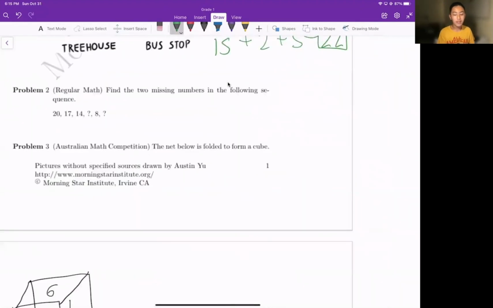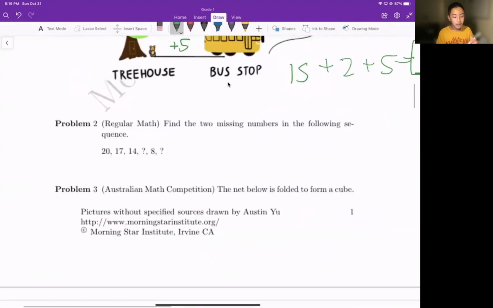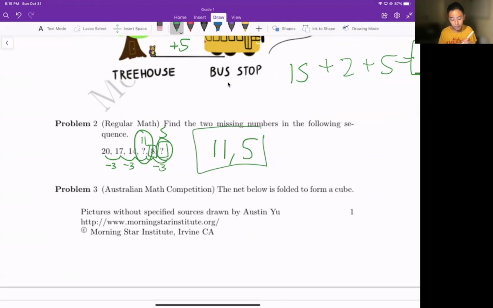Problem 2, find the 2 missing numbers in the following sequence. From this sequence, we can see that for every jump, it minuses 3. So 14 minus 3 is 11, and 11 minus 3 is 8. So that fits the equation, and 8 minus 3 is 5. So for this number, it should be 11, and for this number, it should be 5. So the answers are 11 and 5.